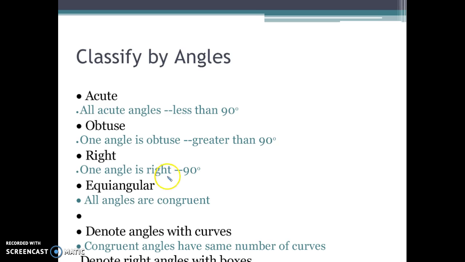Now equiangular gets specific because I know that all of the angles add up to 180. That means there's only one option for an equiangular triangle, and that's when all the angles are 60 degrees.